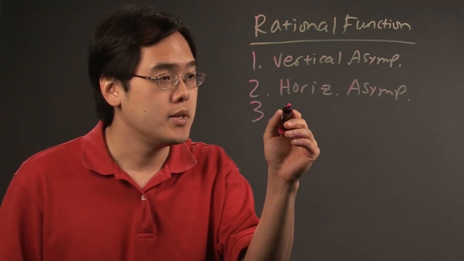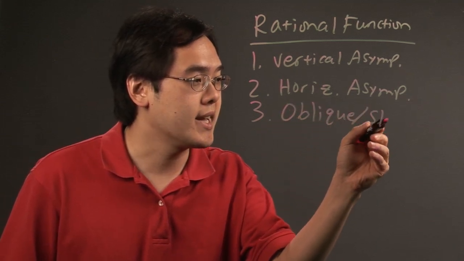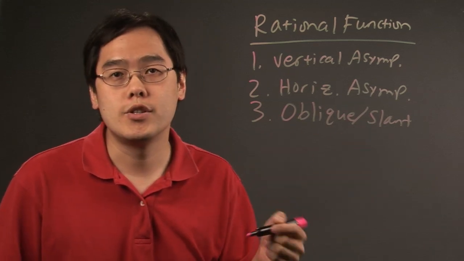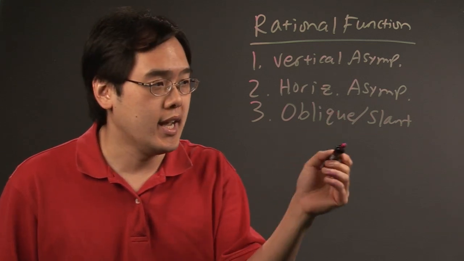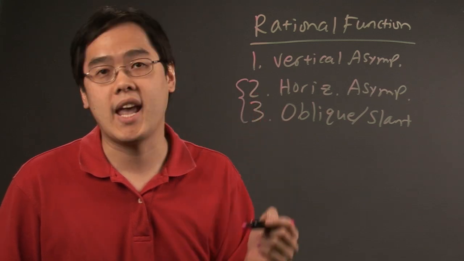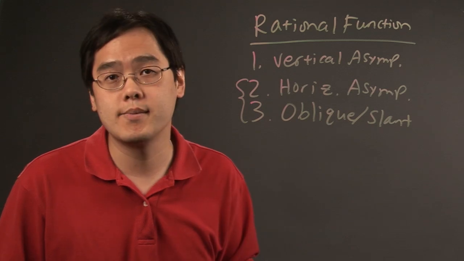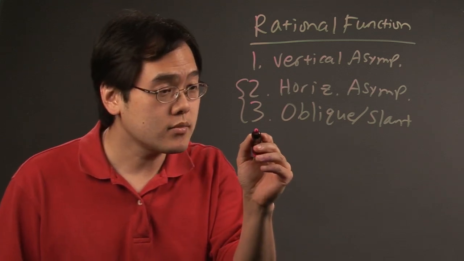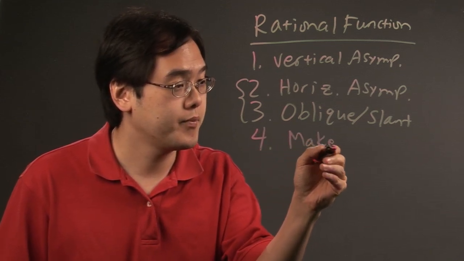And number 3, sometimes you may need to find if there's an oblique or slant asymptote. Now, this can only happen when the numerator's degree is 1 higher than the denominator's degree. And what that means here is only one of these can exist if it exists at all. So you can have a horizontal asymptote or an oblique asymptote, but you cannot have both, and sometimes you may not have either one.